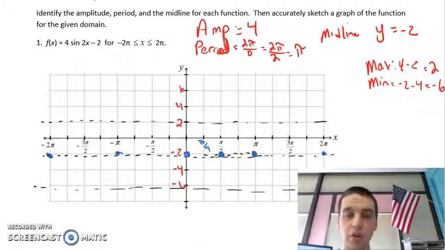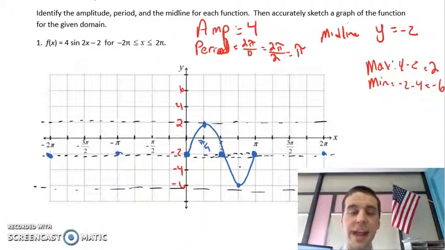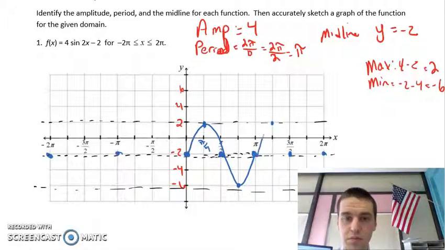So I know that I'm going to go for a sine curve from our midline to our maximum, back to our midline, back to our minimum, and then back to the beginning. And that's one full cycle completed from 0 to pi. And now I'm going to continue that entire curve from negative 2 pi to 2 pi. And keep going.